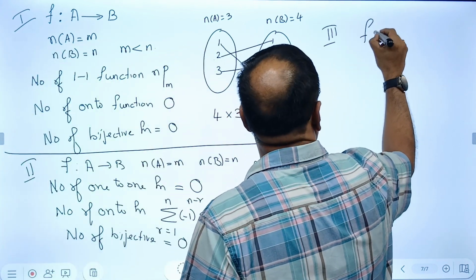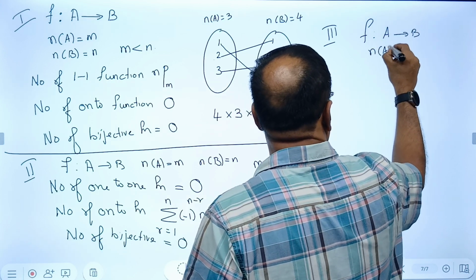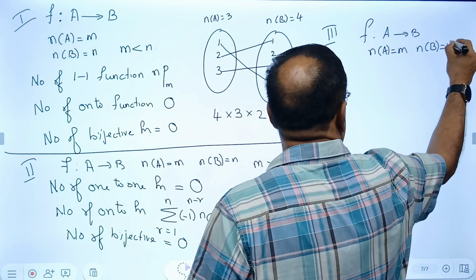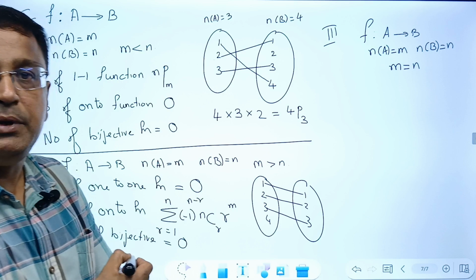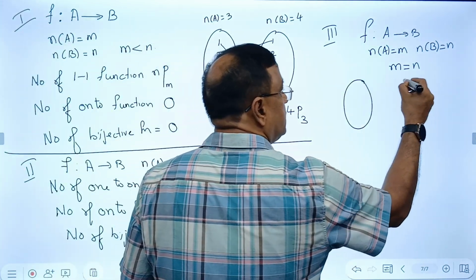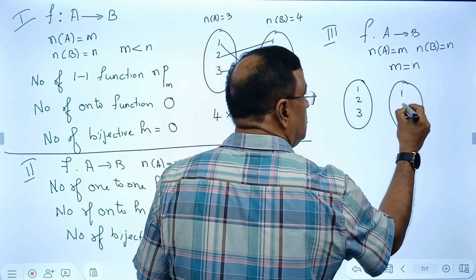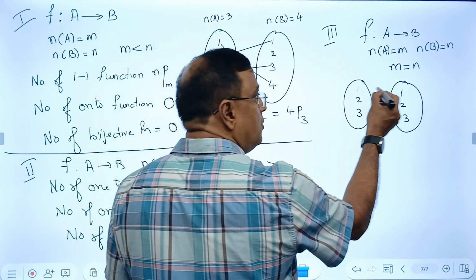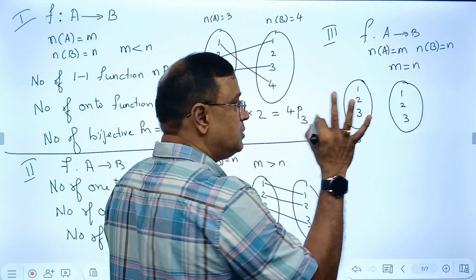F is a function from A to B where the number of elements in A is m and the number of elements in B is n, and both are equal. If the number of elements in A and B are equal, let us take a simple example: 1, 2, 3 and 1, 2, 3. So 1 can go to any one of the 3 elements, so there are 3 ways.